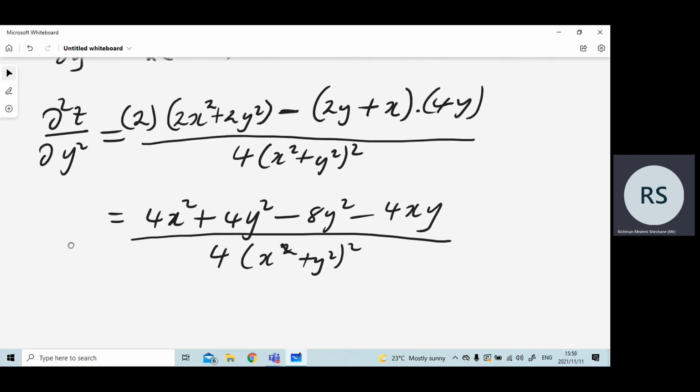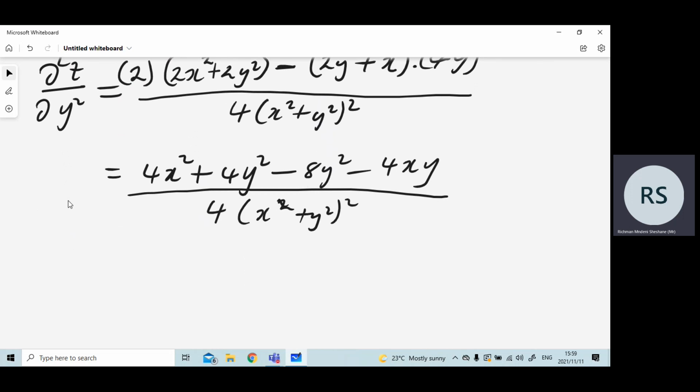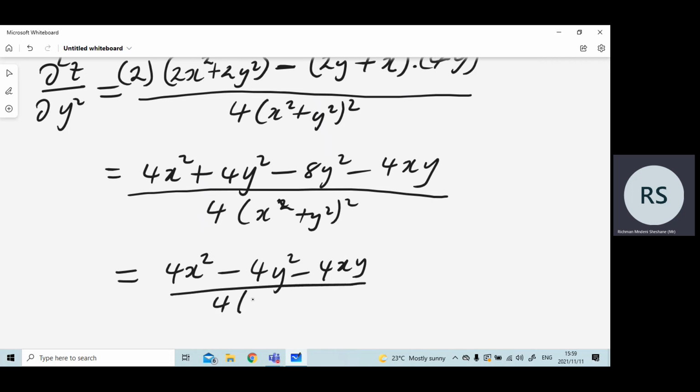Let's add like terms here. I will have 4x squared, and 4y squared minus 8y squared is minus 4y squared, minus 4xy, over 4 times (x squared plus y squared) squared.